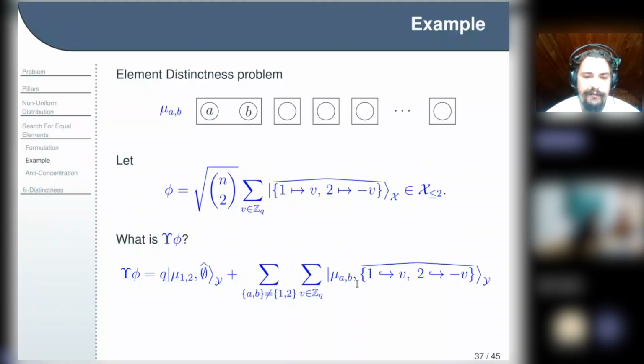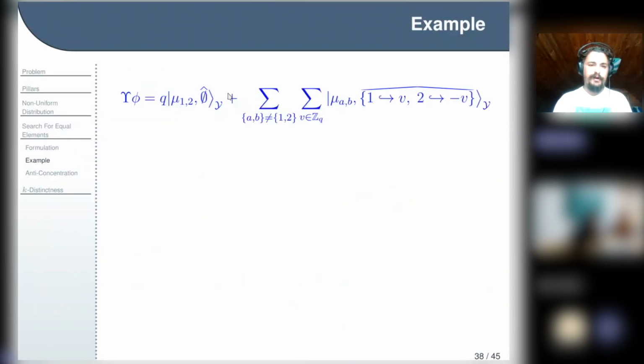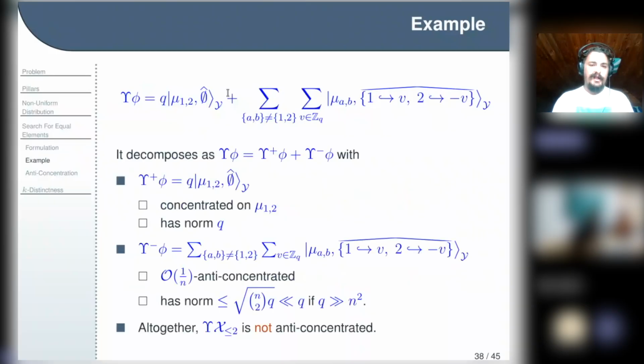Here, for each A and B, I have q vectors which are pairwise orthogonal. So you see that this 1 2 somehow gets concentrated on this one block. If you work out the details, you can decompose it using the knowledge operator as epsilon plus and epsilon minus.